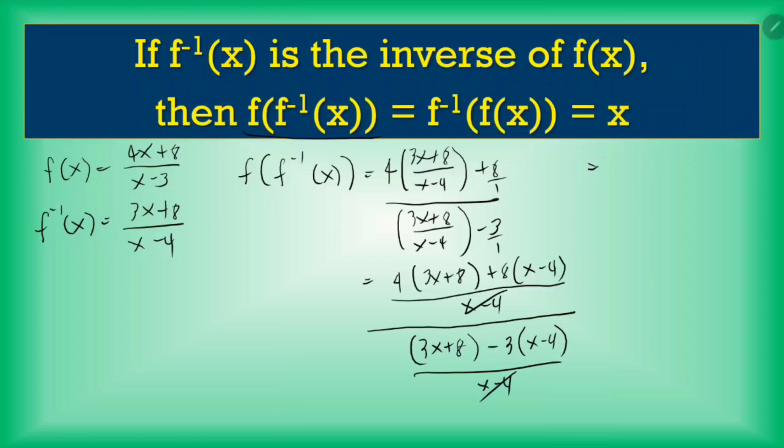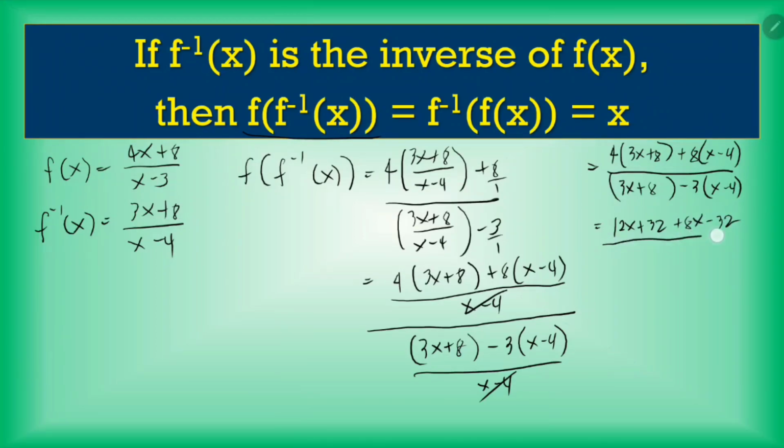So, please follow me here. So, we have now 4 times 3x plus 8 plus 8 times x minus 4 all over 3x plus 8 minus 3 times x minus 4. Careful dyan sa minus na yan. Ang daming nagkakamali dyan. Let's simplify natin to. 12x plus 32 plus 8x minus 32. Wow, I can see may nazi-zero na siya. 3x plus 8 minus 3x plus 12.